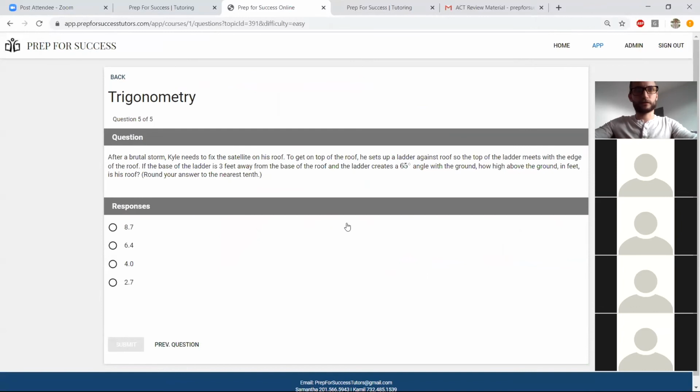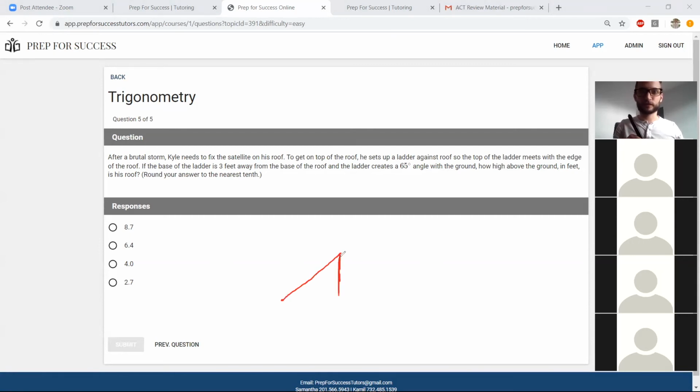Take a look at another question. Okay, so now here's a word problem. Based off this word problem, they're going to give us some information, and we're going to take that information and try to solve what they're saying. So here's what we do. We have a ladder, and there's some brutal storm. Kyle needs to fix a satellite on his roof. To get on top of the roof, he needs to get a ladder. He needs to put it up against the roof like this.